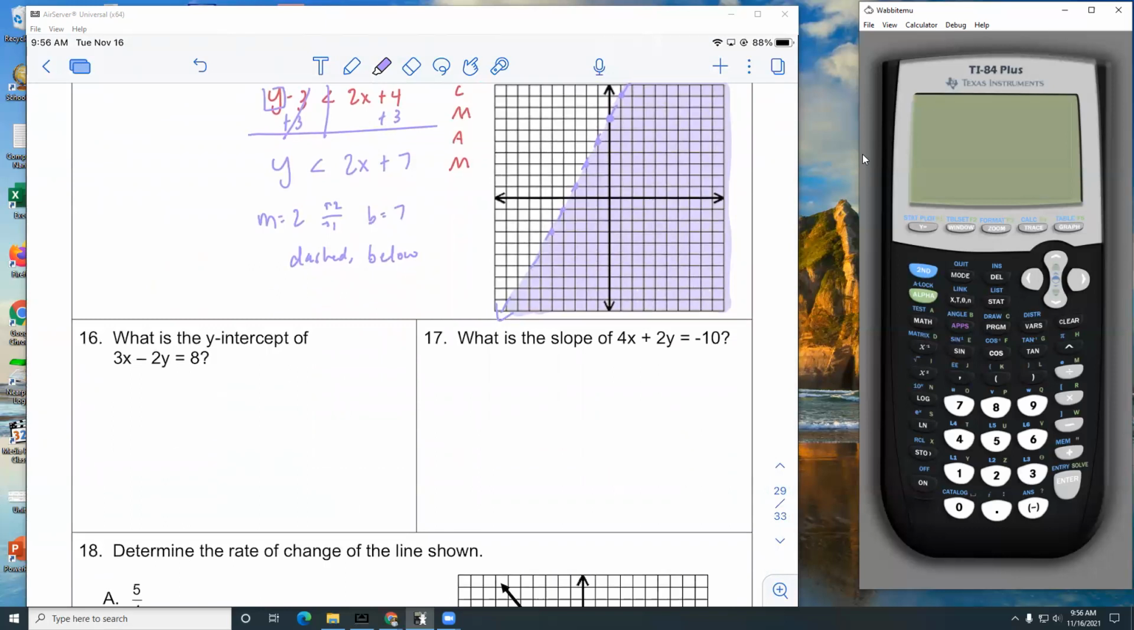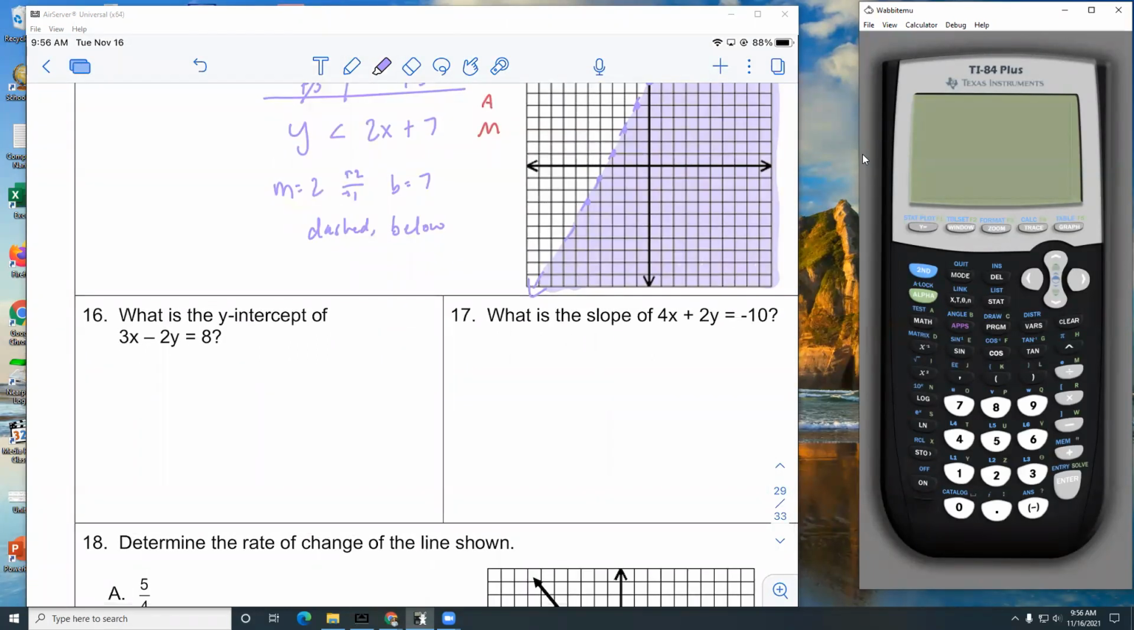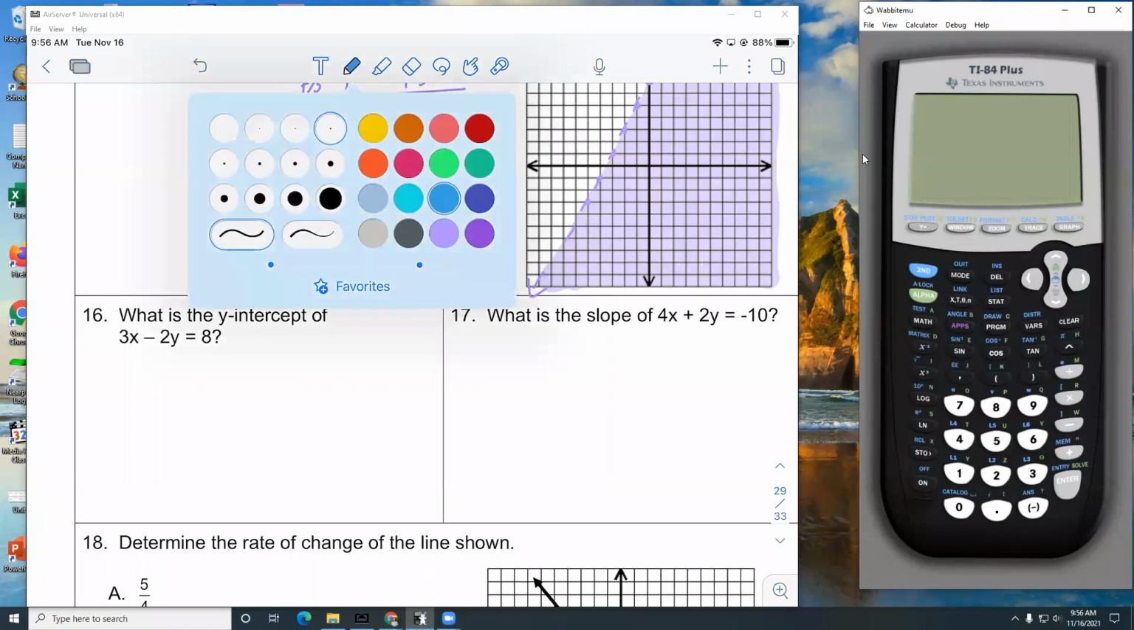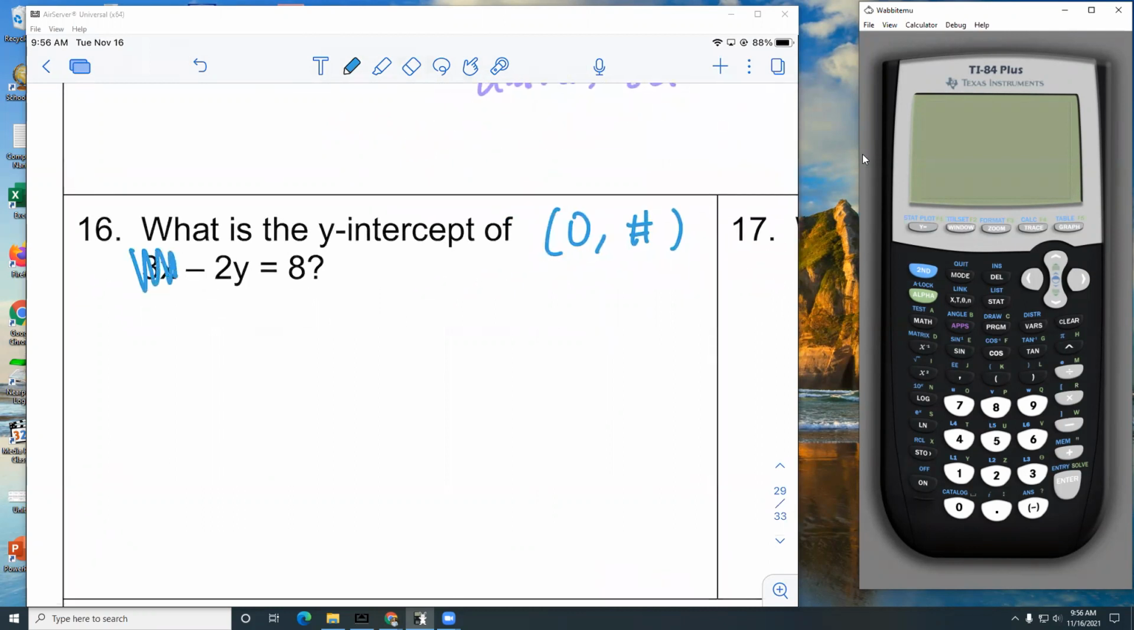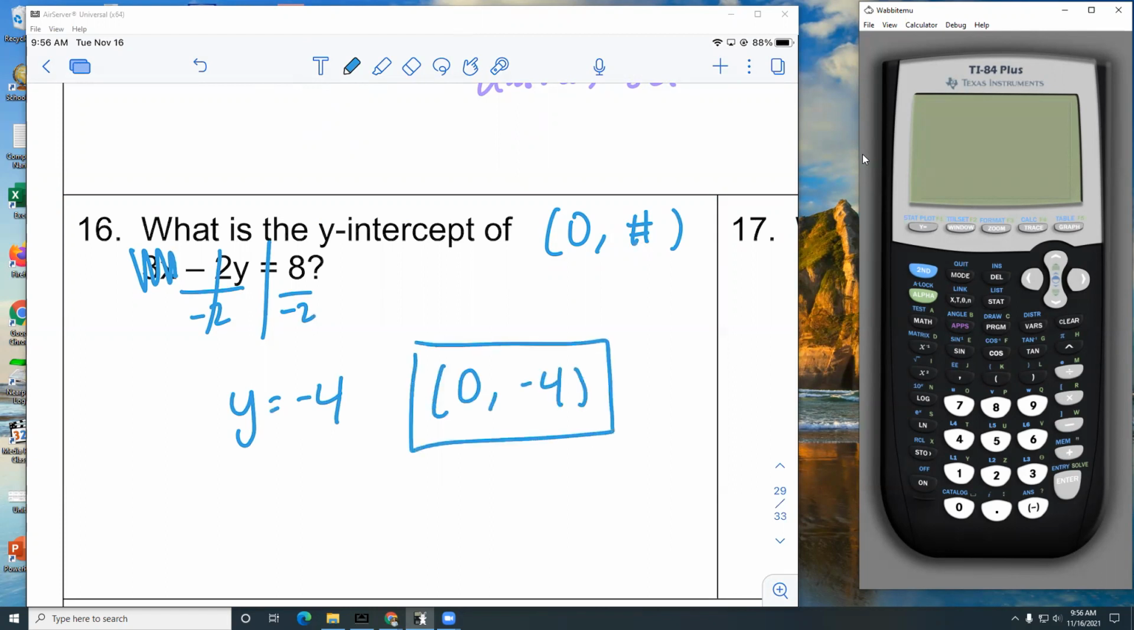All right, number 16. What is the y-intercept of 3x minus 2y equals 8? Now this one is really easy because remember, whenever we were first finding y-intercepts, a y-intercept is where 0 is x and I have some number for y. So if I plug in 0 for x, x goes away and I'm just left with negative 2y equals 8. So I'm just going to divide both sides by negative 2, and I get y equals negative 4. So my y-intercept is at 0, negative 4. That's nice and easy, isn't it?